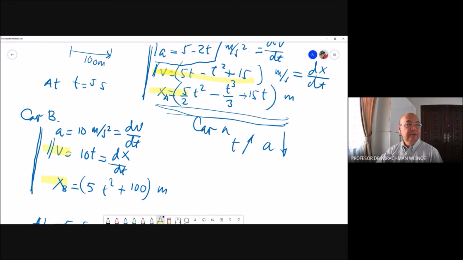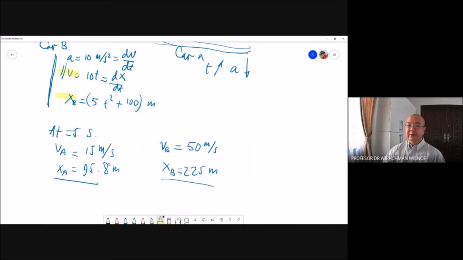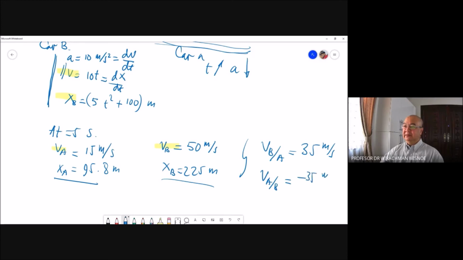Determine the relative velocity between the two cars at the instant when car A overtakes car B, or when t equals 5. A never overtakes, so when t equals 5, the velocity of A is this one, B is this one, B relative to A is 35. According to car A, velocity of B is 35. The velocity of A relative to B will be negative 35. That is 50 minus 15.